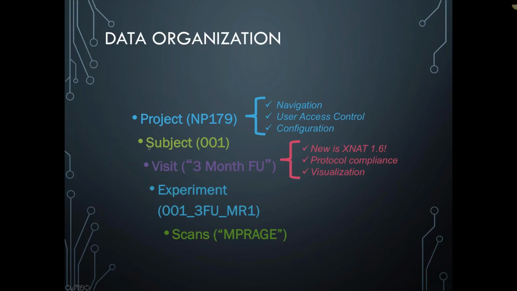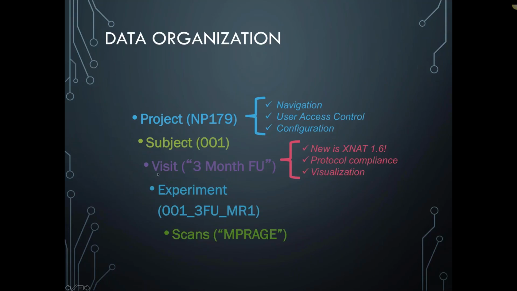Within a project, you have one or more subjects. These are the people who are going in to get experimental data. And each subject can come in for one or more visits. So you might imagine that they come in for something like a baseline visit and then a 3-month or 12-month follow-up.